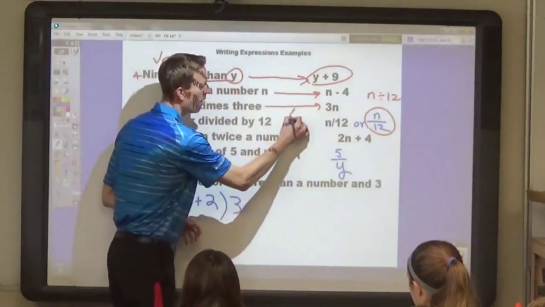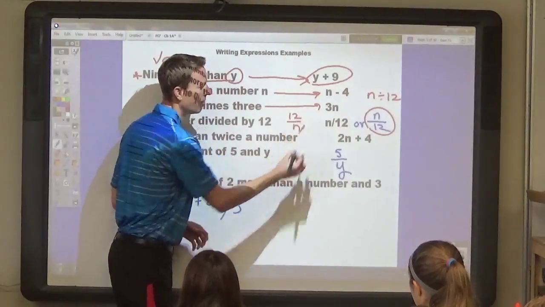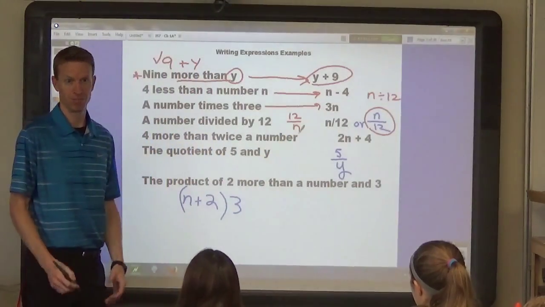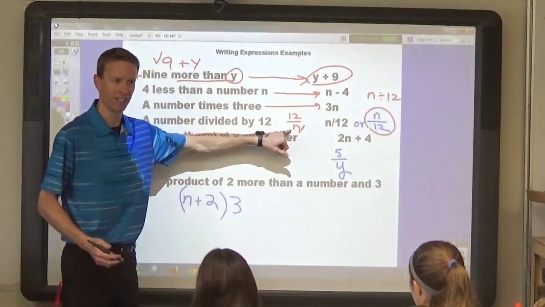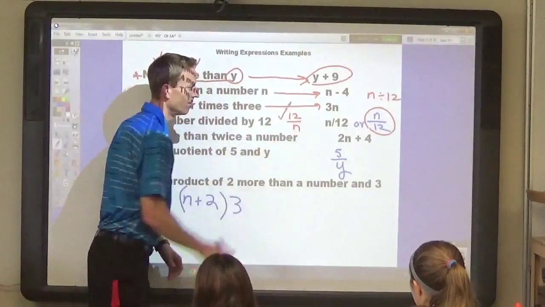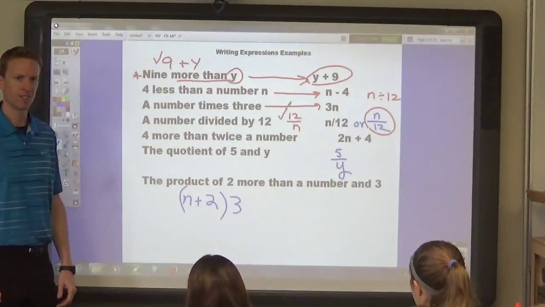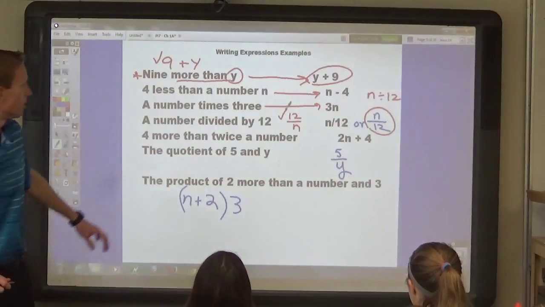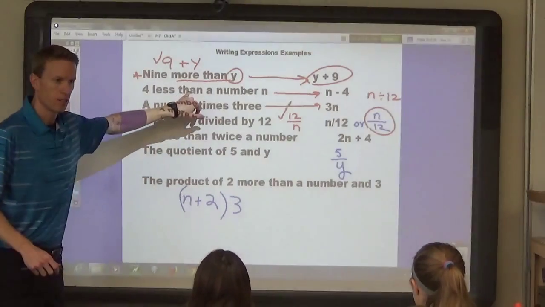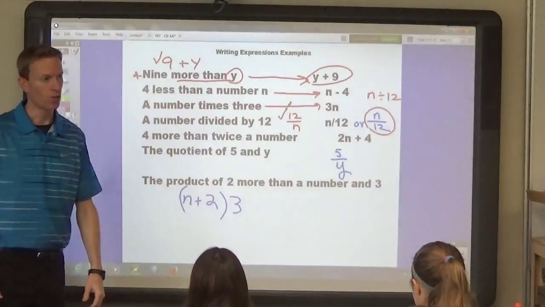Is this n divided by 12? It's division. Divided by n. Right, that's 12 divided by n. So that is wrong. Okay? The order is very important, especially when you're doing subtraction and division, because those are not commutative.